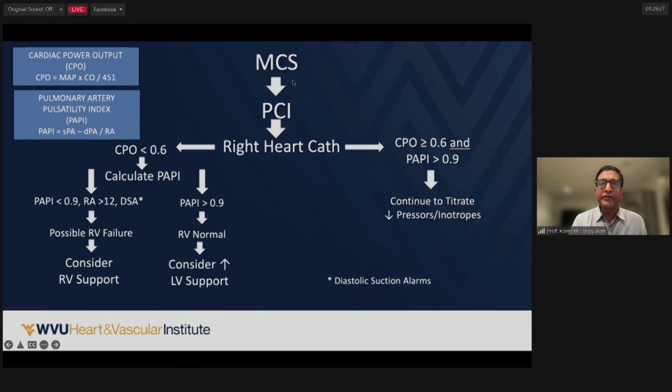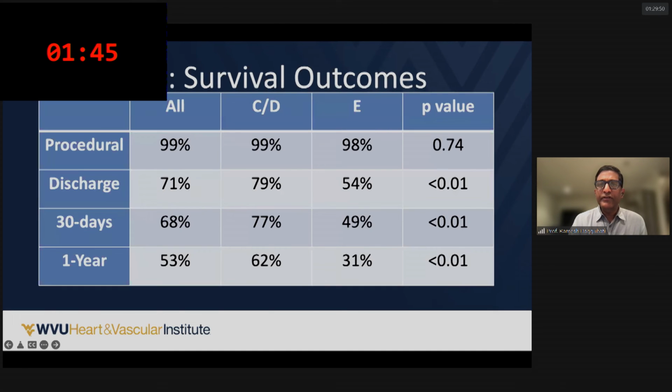So, once the mechanical circulatory support is placed, you proceed with PCI, and based on right heart cath, whether you need LV support or RV support can be determined based on the PAPI pressures as well. And if the cardiac power output is more than 0.6, continue to titrate down the pressors and inotropes. With this type of definite algorithm, they showed that in all cardiogenic shock patients, stages C, D and E were included, 71% of the patients were able to be discharged, and 53% survived at 1 year as well.